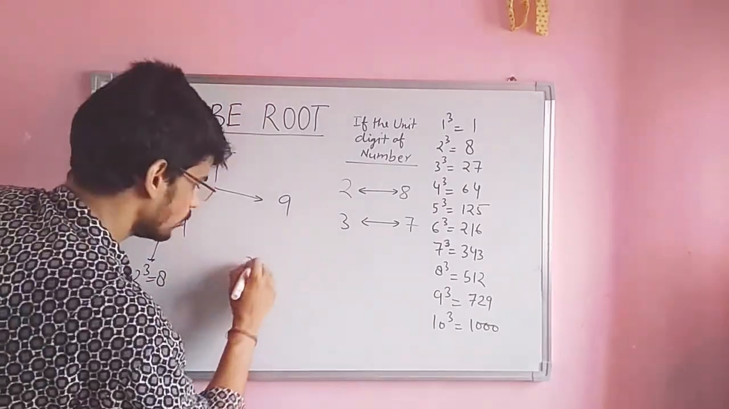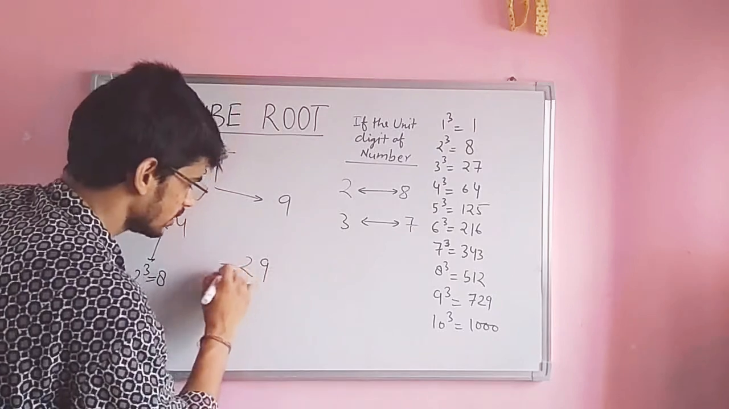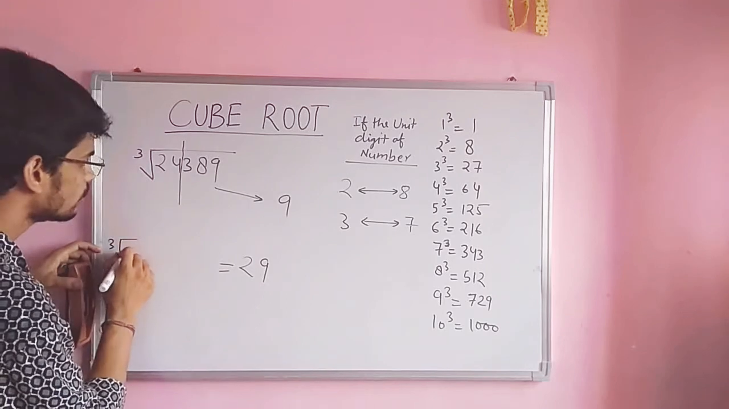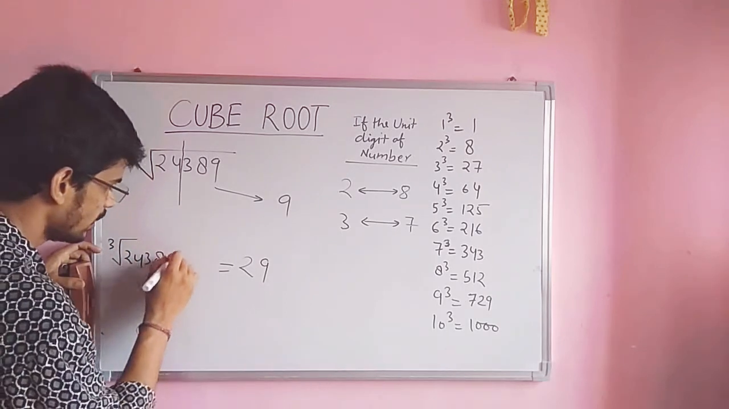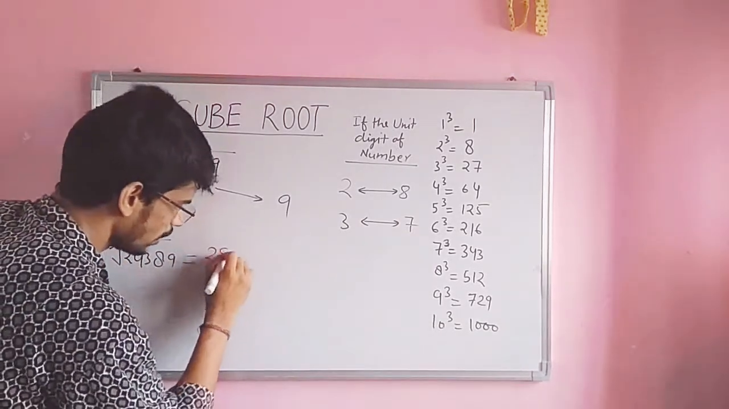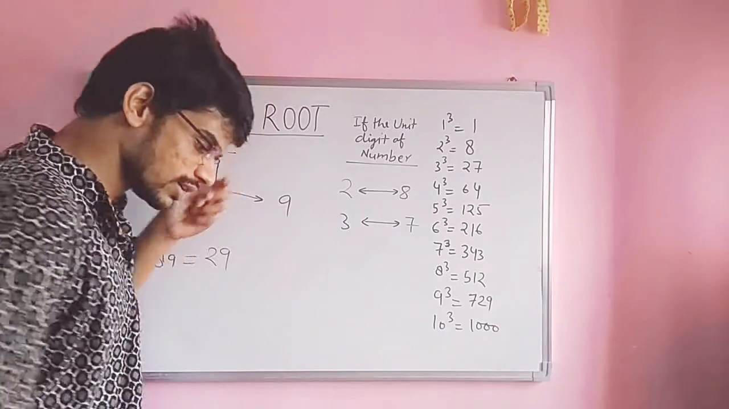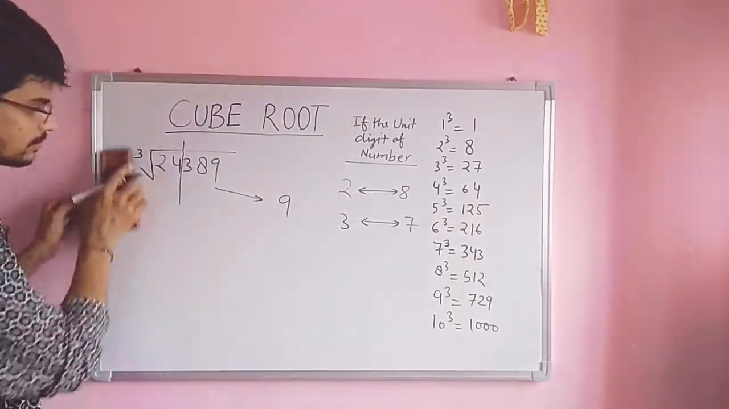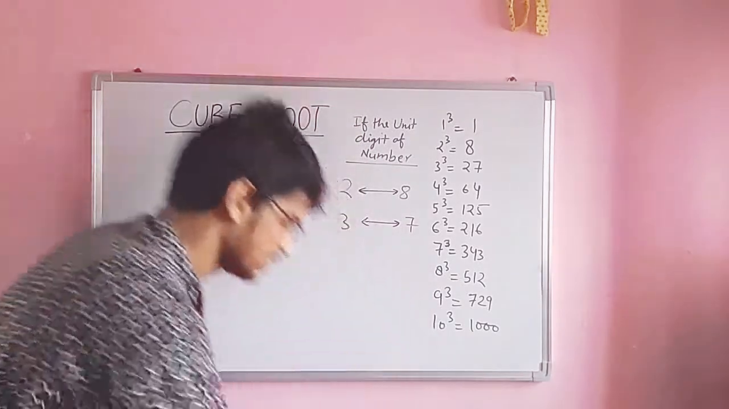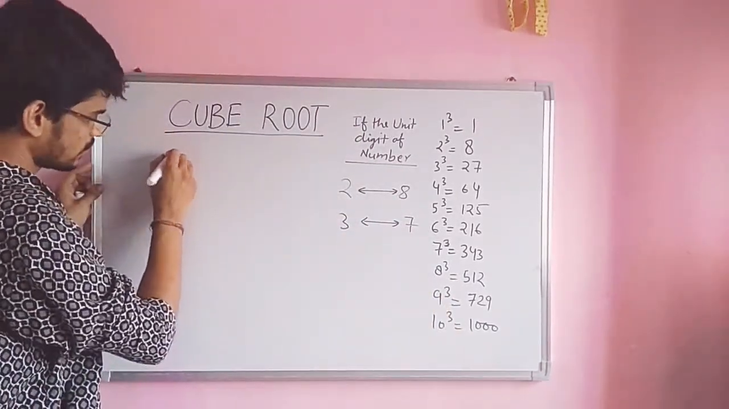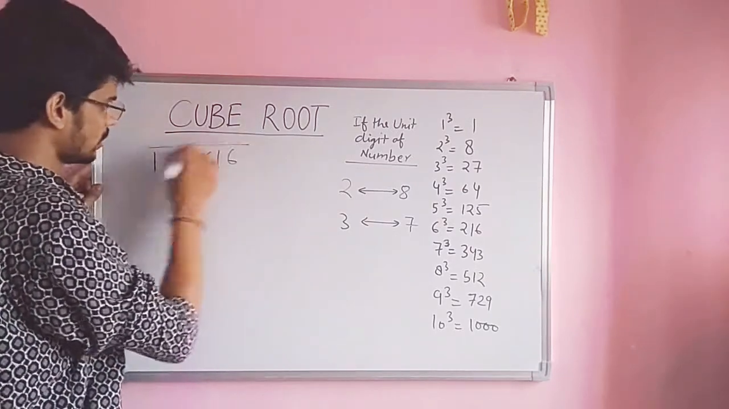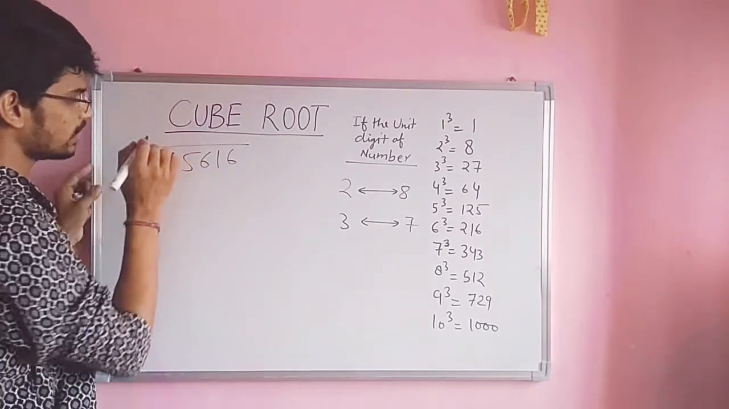Now consider the 2 from here and the 9 from here. The cube root of 24389 is how much? That is 29. Clear? Now take another example by which we can understand: 175616. We want to calculate the cube root of this number.